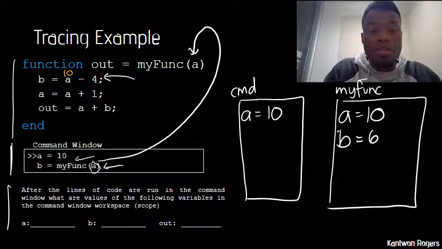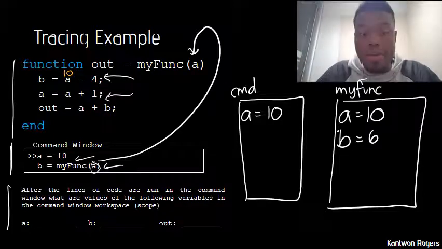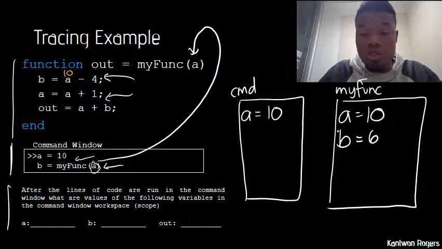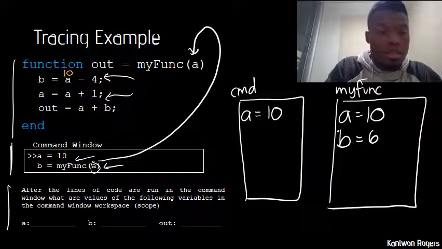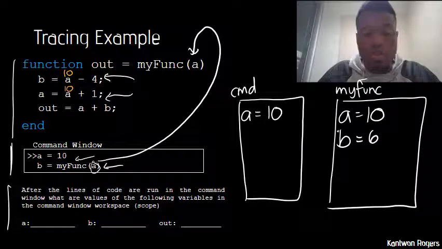Okay. Now we move on to the next line, and we have A plus 1 on the right-hand side of our assignment operator. So the current value of A is 10. So once again, this is substituted there. And the right-hand side is equal to 11, and we're reassigning that to a.